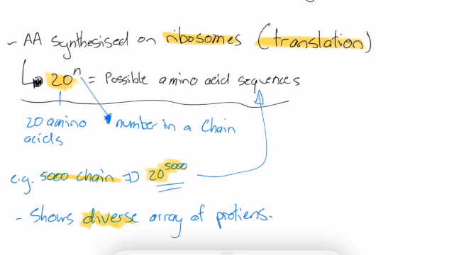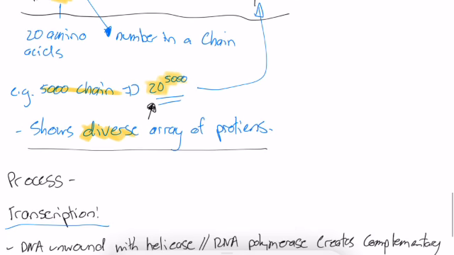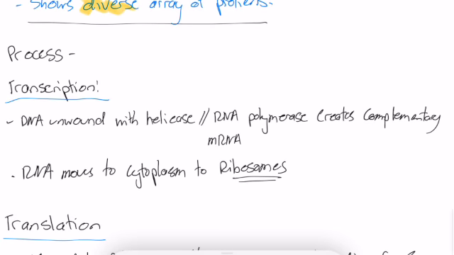So ultimately, this shows how there can be a massively diverse array of proteins. This number is massive, and as a consequence, it shows that these amino acids can form diverse arrays of proteins accordingly. So in terms of the process of protein formation, I'll touch on this briefly.